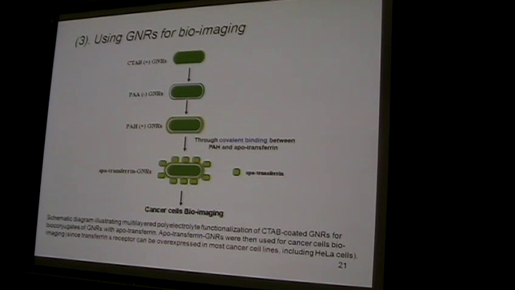And we can use these gold nanorods coated with polymer for bioimaging purposes. Again, we're using these polymers, positive, negative, and positive charge, and then for cancer cell imaging, we need to do bioconjugation specifically for cancer cell overexpression. We needed to use apotransferrin, and this apotransferrin will be attached to this polymer surface. And they will be overexpressed and targeted by the cancer cell.